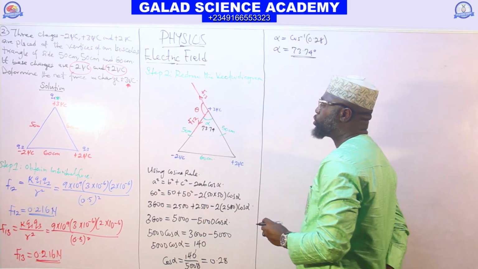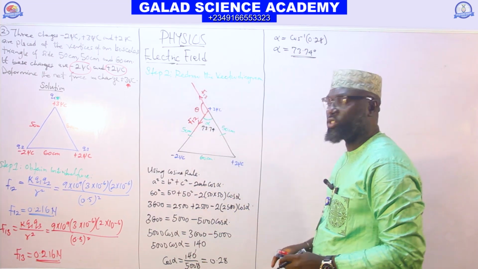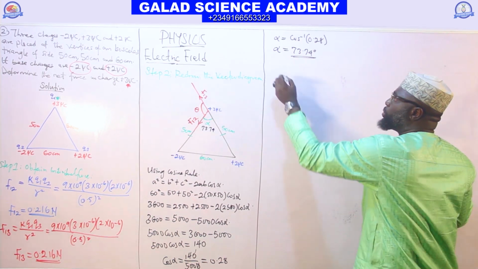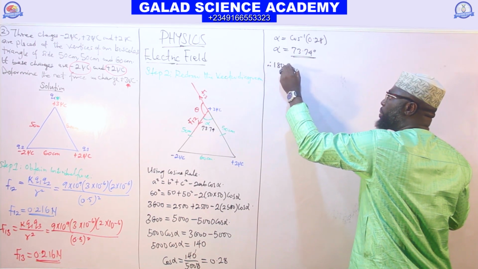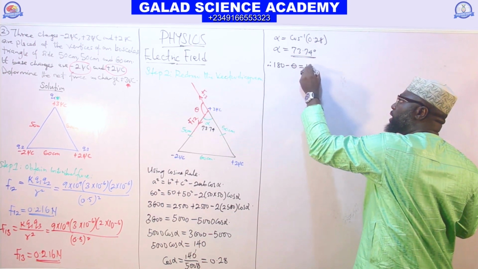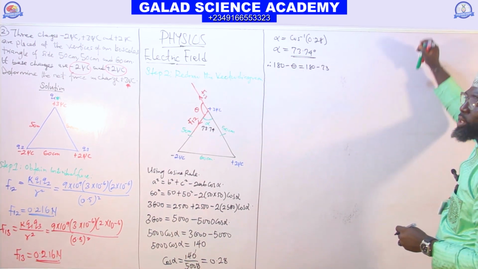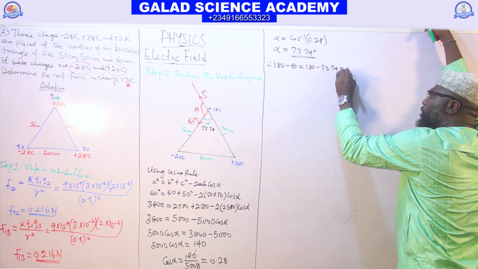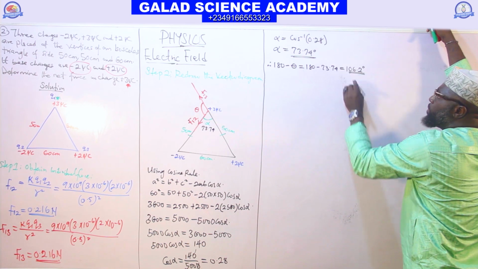73.74. So to know the actual angle, if this 73.74 is this side, sum of angles on a straight line. So you now have what? To know the actual angle there, it will be 180. Therefore 180 minus theta will be equal to what? 180 minus 73.74. It will give me 106.2 degrees.